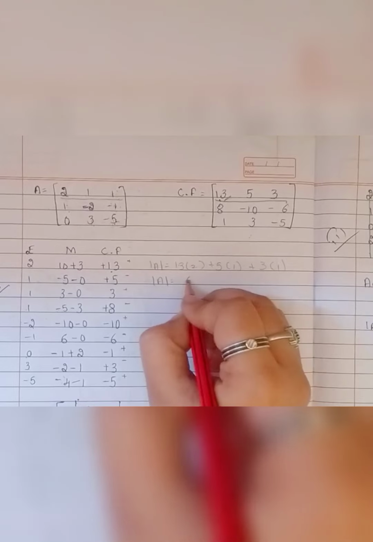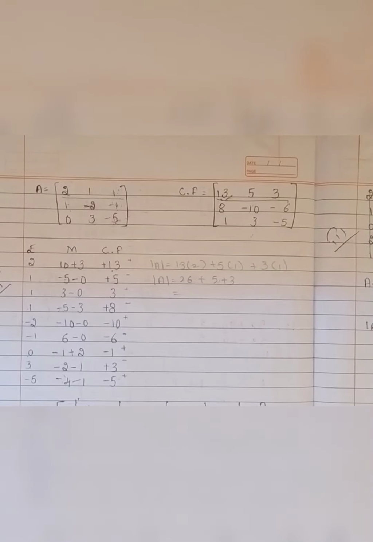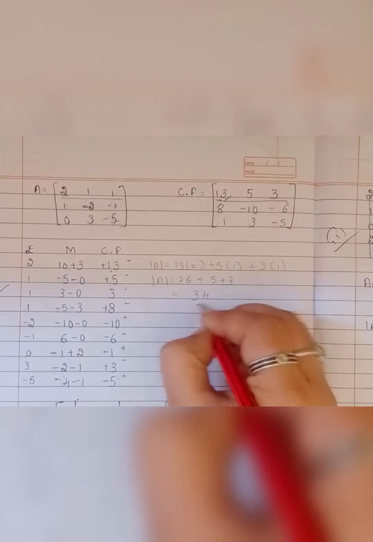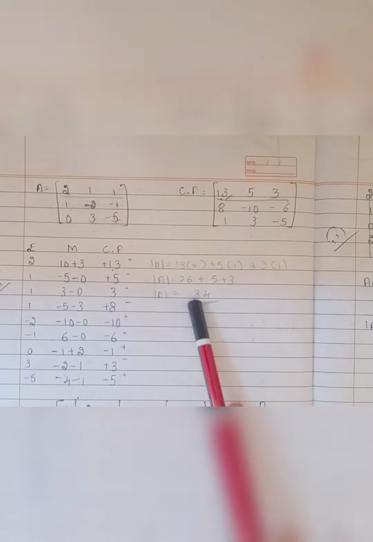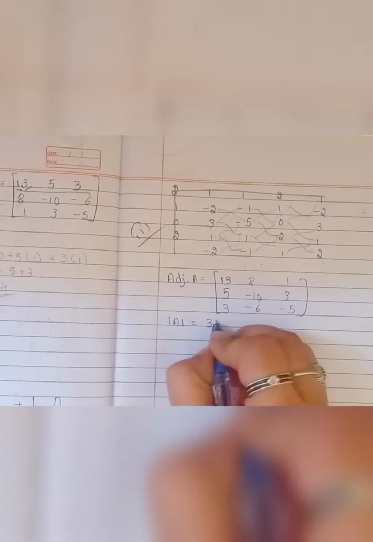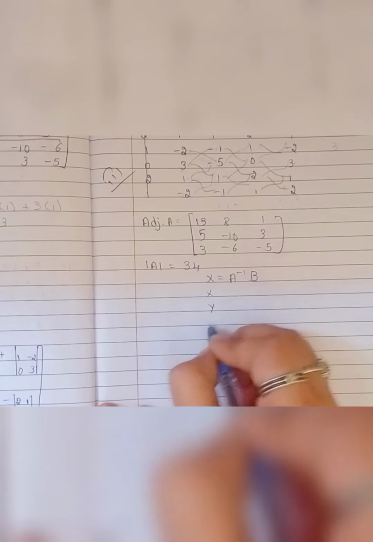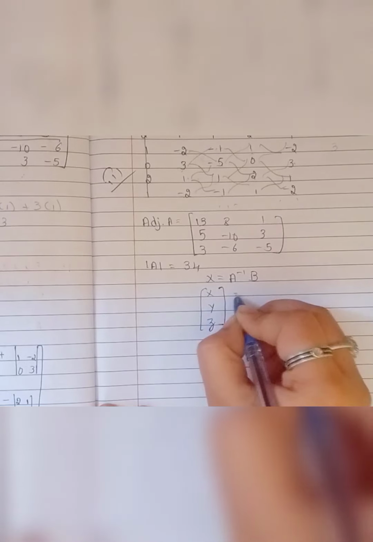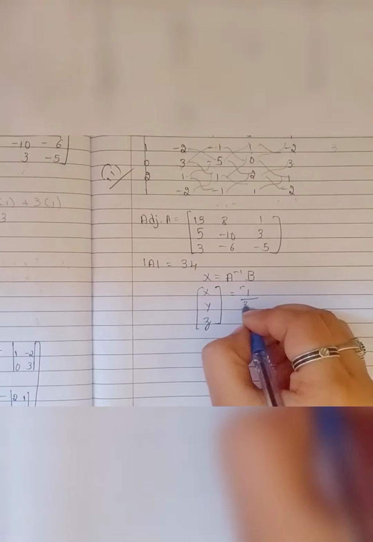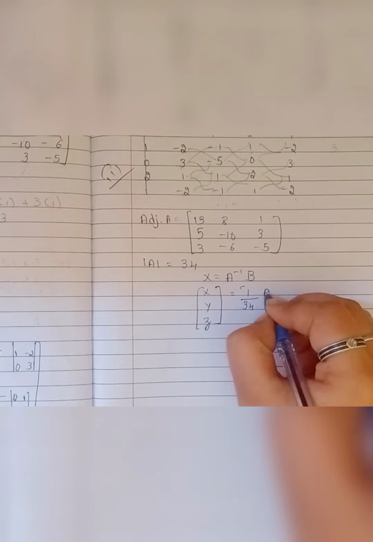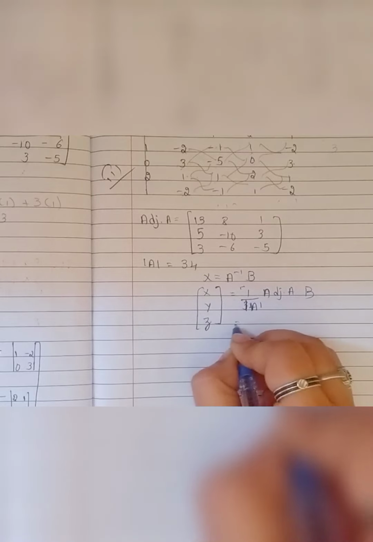Determinant of A is 26 plus 5 plus 3. 5 plus 3 is 8, 34. 34 is the determinant of this matrix. Okay, so we have found the determinant of this matrix, which is 34. Now X is equal to A inverse B. X is x, y, z. Okay, A inverse is 1 by 34. Adjoint of A, 1 by determinant A, adjoint A into B.